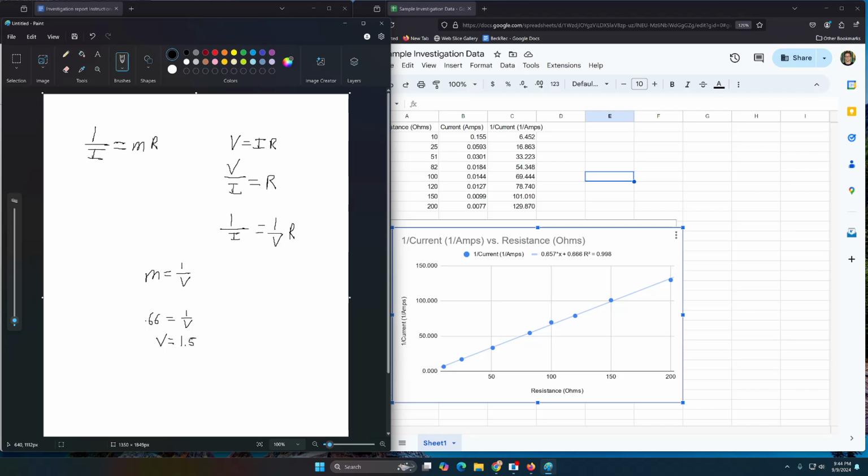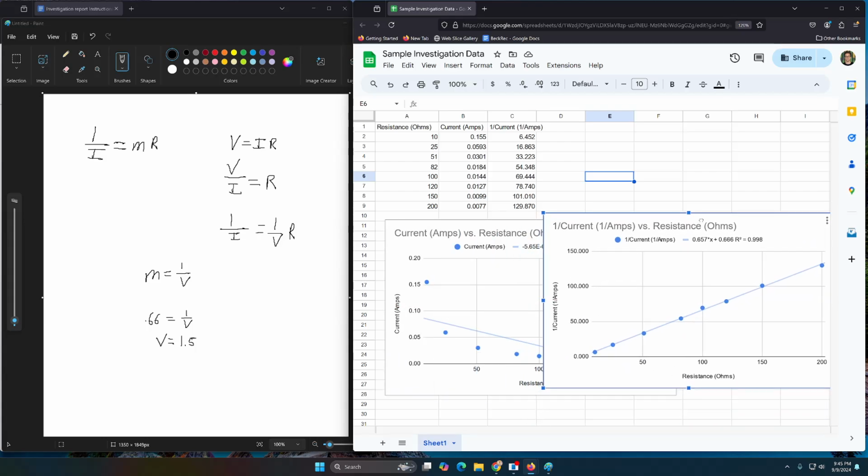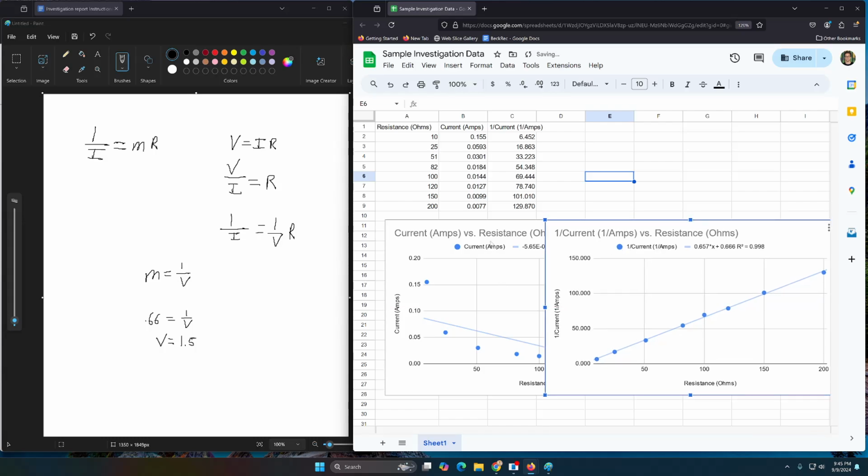So that's it for the graphs and all the math and data part of an investigation that you need to do. You need to have a table. You need to have at least one graph, and if that first graph's not linear, you need to make a second graph, like this one here. Both of these need to be copied and pasted into your document. Then once you have that linear graph, you need to see if the slope is meaningful and what it might represent in your experiment.